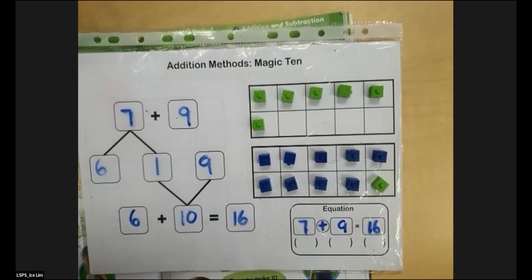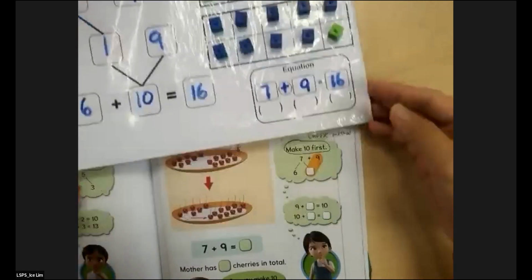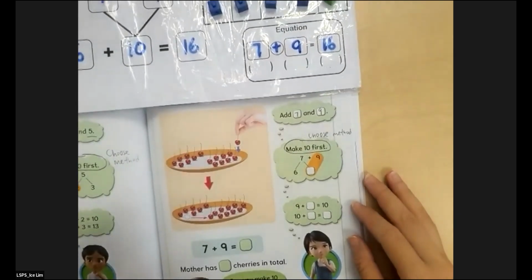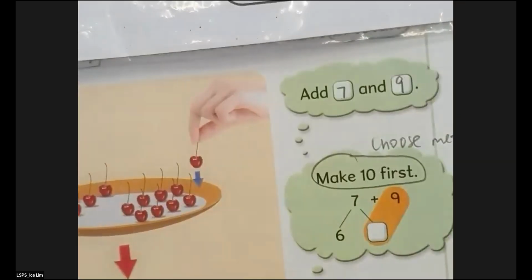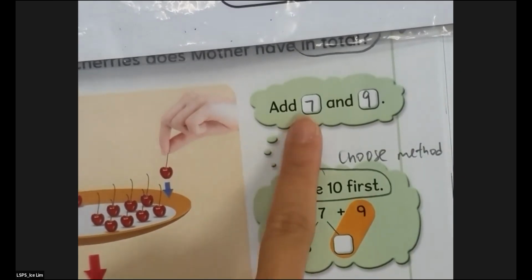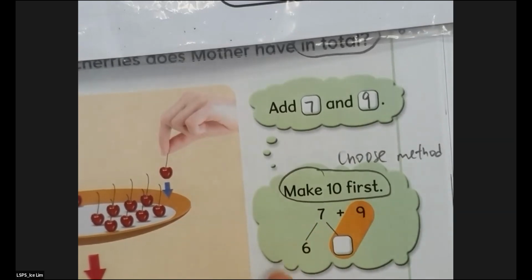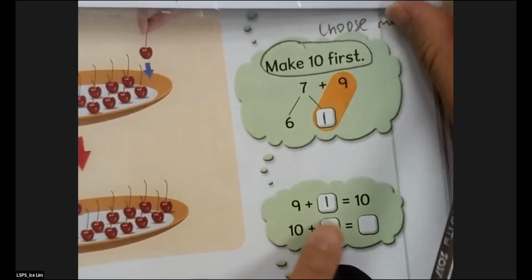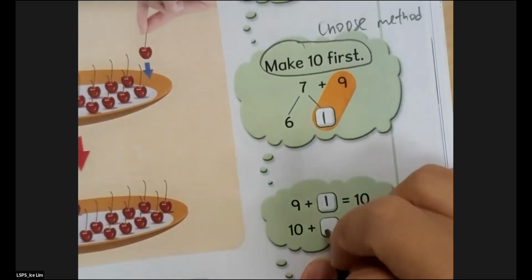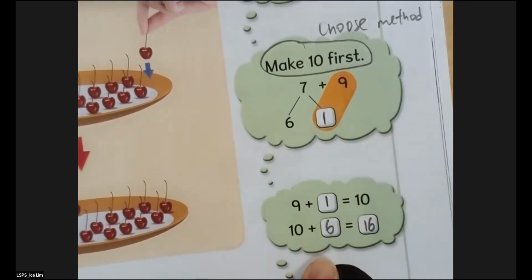Okay, can I understand? Okay, so in other words, I will fill in the blanks here. Make 10 first. Okay, at 7 and 9, I will make 10 first. I split the number 7 into 6 and 1. Then I join the 1 and the 9 together to make 10. And 10 plus 6 is equal to 16.